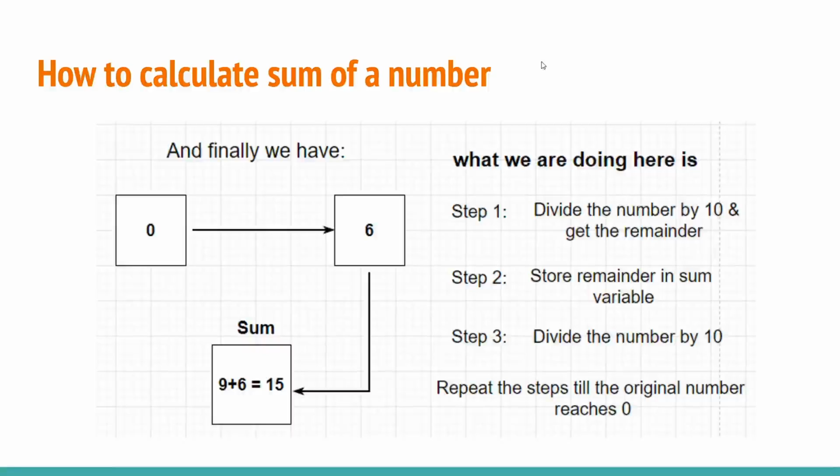If we were to break this down, we can understand that in step 1 we are dividing the number by 10 and getting the remainder out of it. In step 2 we are storing the remainder inside the sum variable, and in step 3 we are dividing the number by 10 so that we have the remaining numbers to add them up. We are going to repeat this process till the time the original number, in our case which is 636, reaches 0.